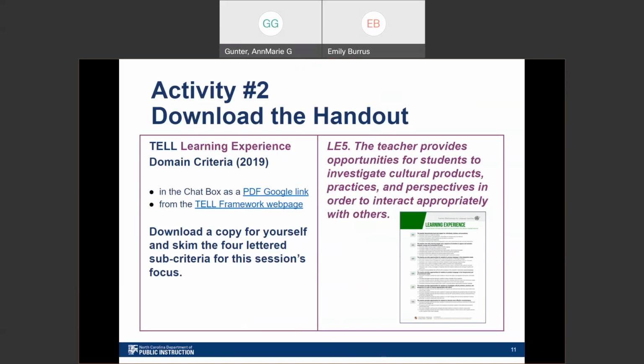I am going to put in the chat box links to the TEL Learning Experience Domain document. You can download this as a PDF from the Google Drive that we have available with our materials, or go to the TEL Framework webpage where there are all 7 documents and just pick the Learning Experience Domain Criteria one. So I'll pause for a moment while you do that. Please download a copy for yourself and then skim the 4-lettered sub-criteria for this session's focus, that LE5. I'll pause for a moment while you do that.